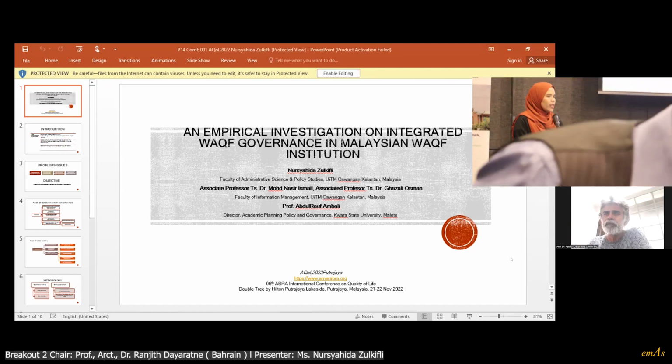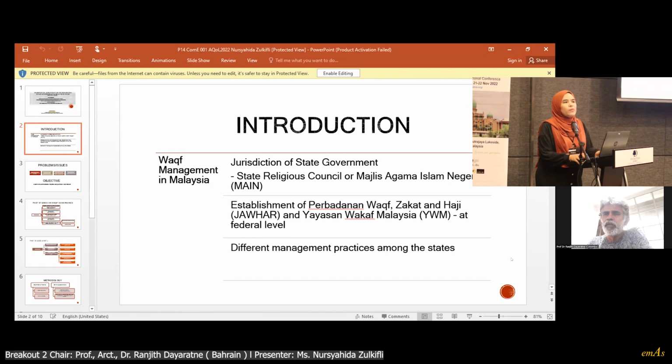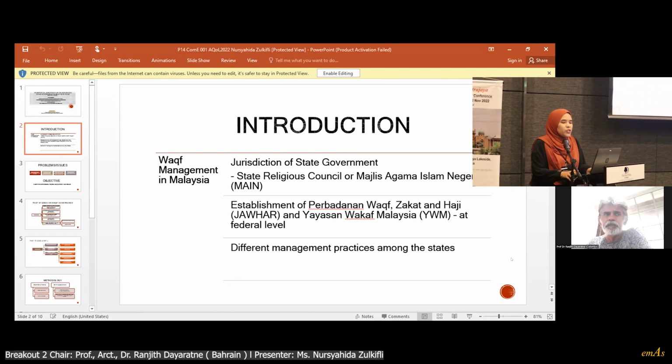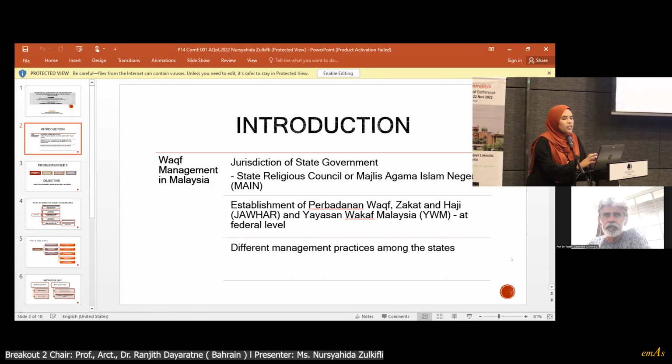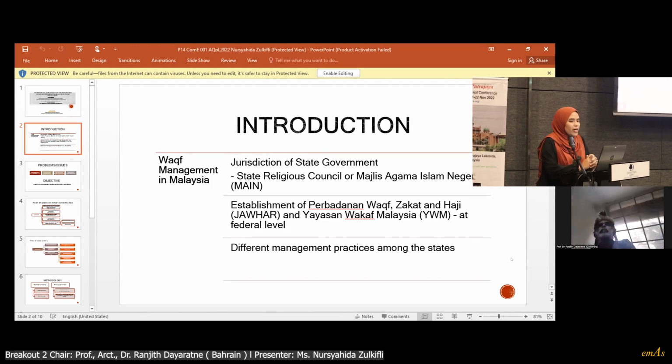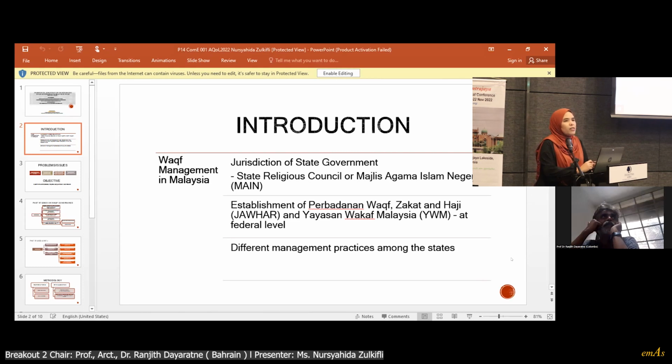For the introduction, to understand wakaf governance itself, wakaf management in Malaysia, under the federal constitution, is under the jurisdiction of the state government, meaning that every state governs its own Islamic affairs. In Malaysia, wakaf governance is solely managed by the State Islamic Religious Council, or SIRC, in Malay called Majlis Agama Islam Negeri. Since Islamic matters and wakaf are under state jurisdiction, each state has its own way of managing wakaf.